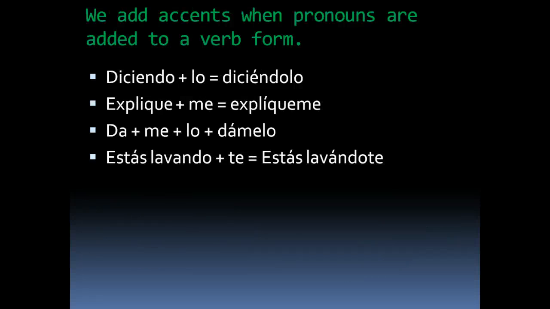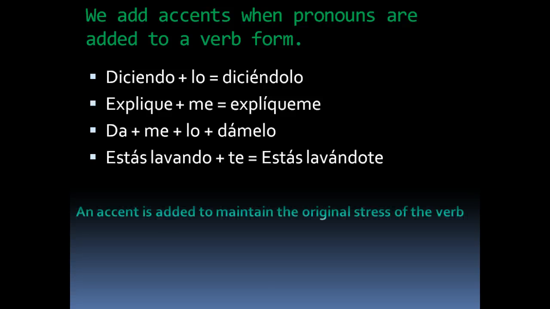Let's move on. We add accents when pronouns are added to a verb form. For example, diciéndolo, diciéndolo. Explique más me, explíqueme. Dámelo, dámelo. Estás lavándote, estás lavándote. An accent is added to maintain the original stress of the verb.